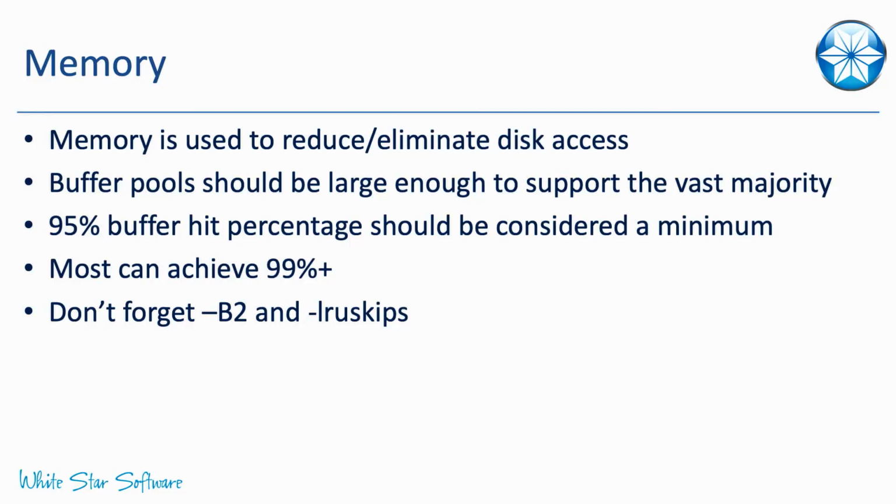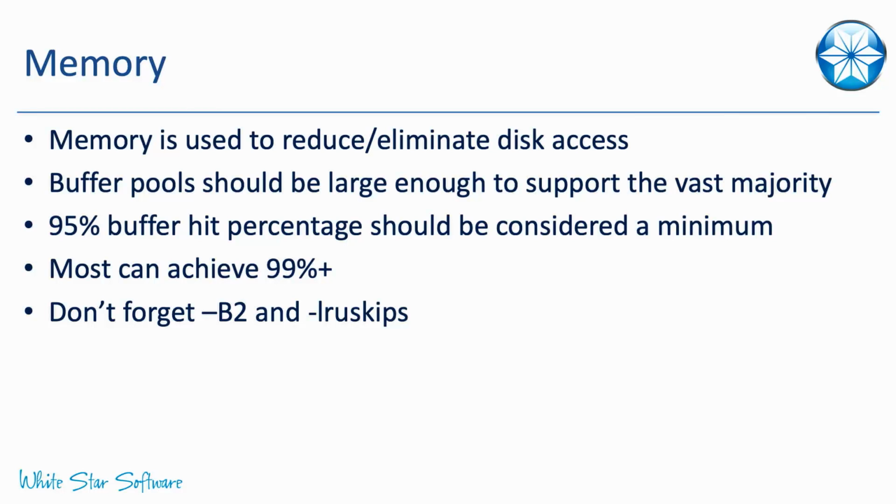I have one client, if we did 98% buffer hit rate, I think their storage cabinet would glow red, because there's so much I/O going on. So these little percentages mean a huge amount. If you go from 98% to 99%, you've eliminated 50% of the I/O on the system by a 1% change. So that change is huge.